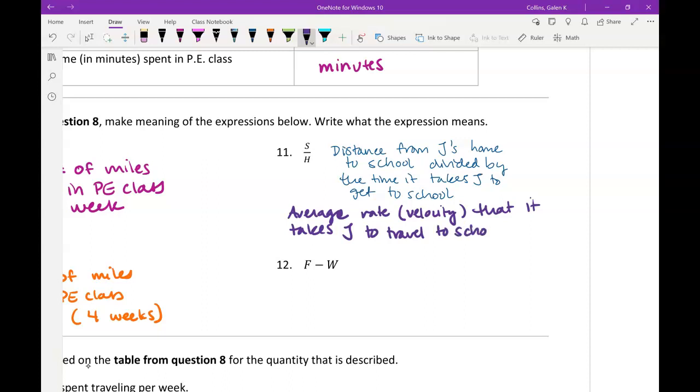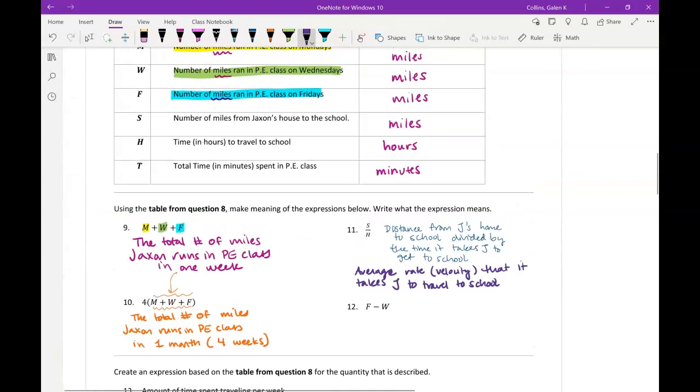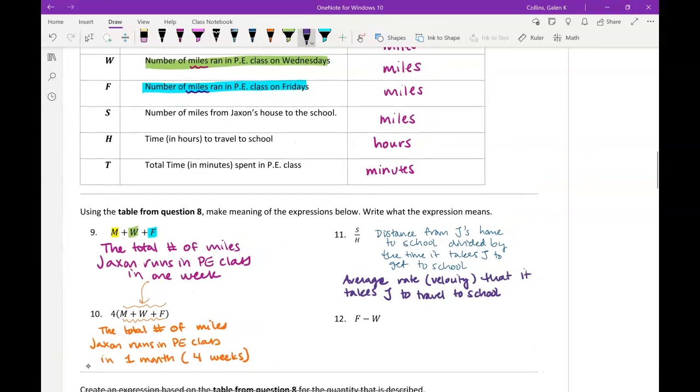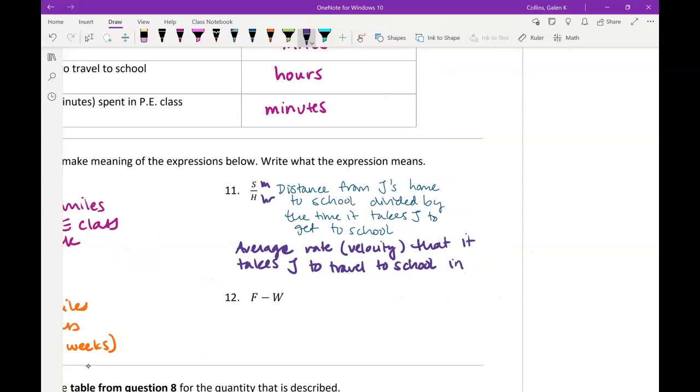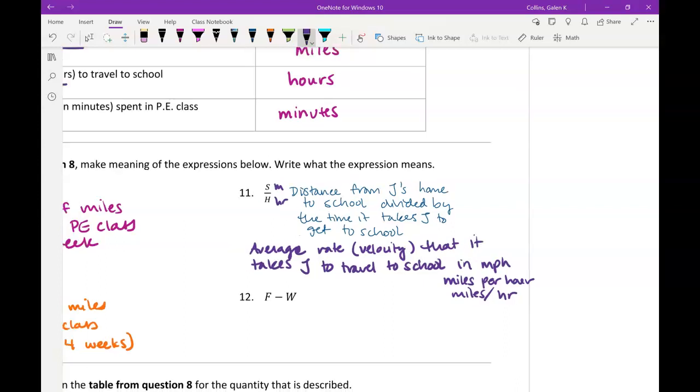And we need to include units here. So this is measured in miles per hour because, again, S is measured in miles, H in hours. So I'm dividing miles by hours. So I could say in miles per hour, you could write MPH. You could say miles per hour, or you could say miles, like the fraction bar. In this context, we would read that as per, so miles per hour.